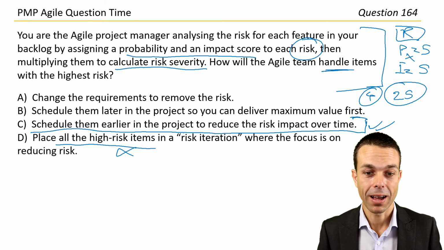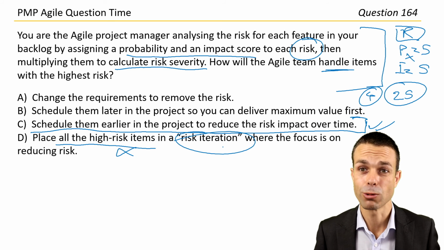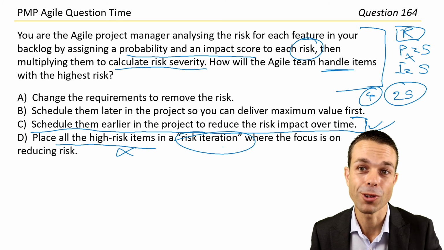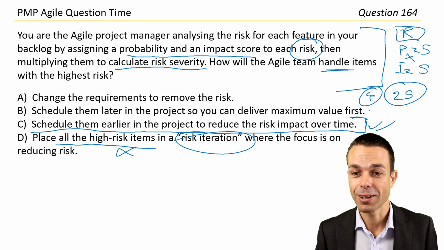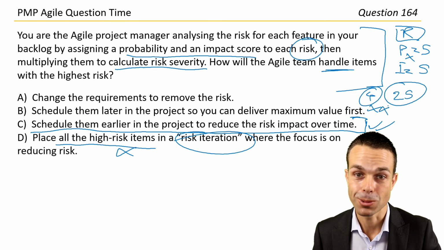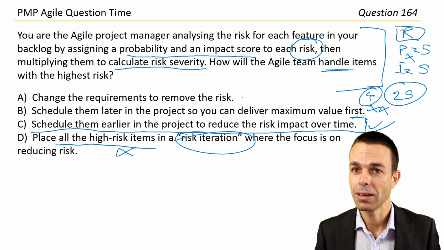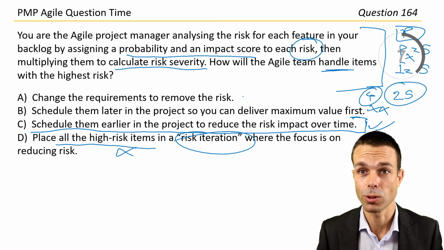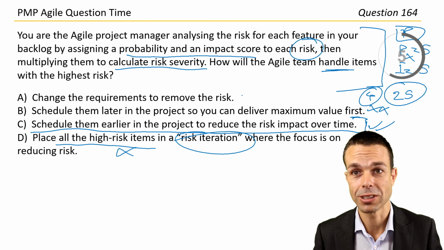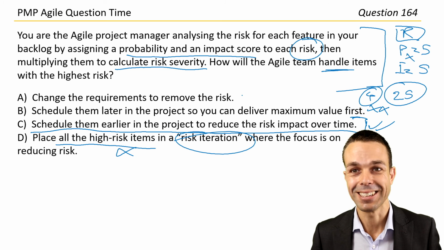Love that one. We don't want a risk iteration. We don't necessarily just want one iteration doing risk cards. We want to be delivering value the whole time. That's still important. Schedule them later? Definitely not, because it's going to cost us more, as we said. And change the requirements to reduce or remove the risk? Again, maybe not the best option, because we actually might want those requirements. They're still important to us. We need to manage the risk, not just remove those requirements. So let's go with answer C.